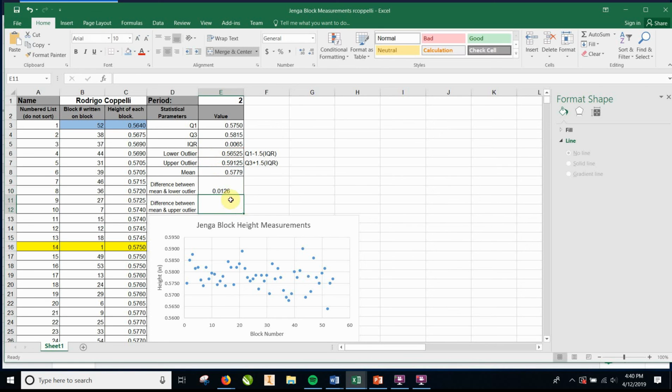All right. And difference between mean and upper outlier. All right. So I'm going to subtract this from that. I'm going to start with the upper outlier and subtract the mean. Okay. Again, equals this minus that. Okay. And what we have right here is we just did 7J. Using Excel formulas, find a lower tolerance and upper tolerance. Put this in cells E9 and E11. Okay. All right, so we put those in there.